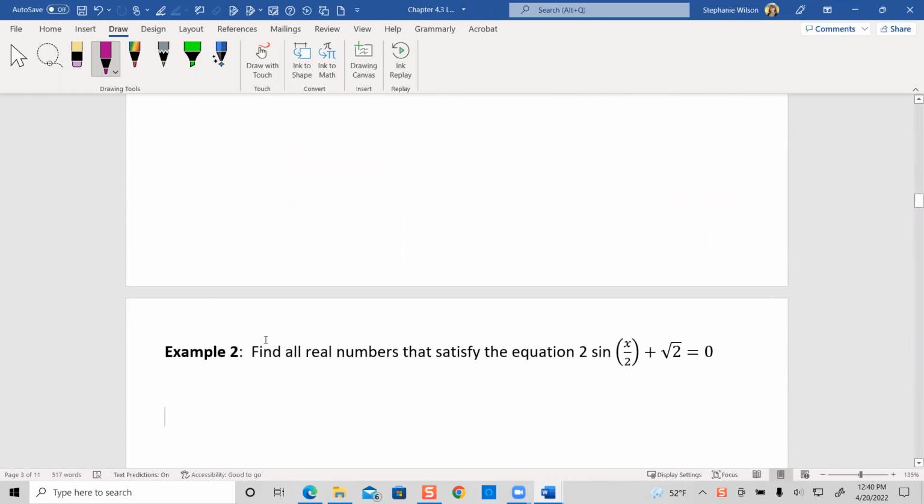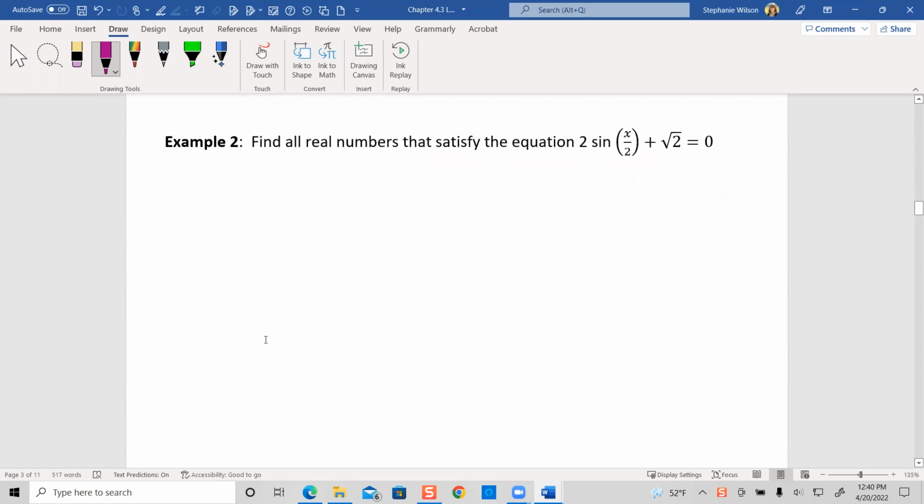Let's go to example 3. Example 3 says find all real numbers that satisfy this given equation right here. Well, I notice I've got a lot going on here. So the very first thing I'm going to do is subtract the square root of 2 from both sides.